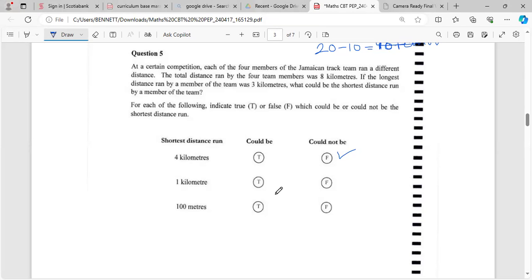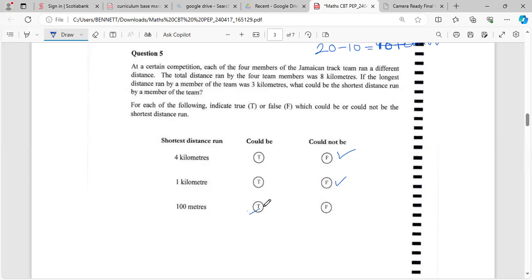It was pretty close, sir, but I don't think it's 1 kilometer because 100 meters, 1,000 meters, I think, makes 1 kilometer. So I put could not be for 1 kilometer, and could be for 100 meters. I didn't hear the response though. For 1 kilometer, could it be or could not be? Could not be. All right. For 100 meters. Could be. So that's all right.